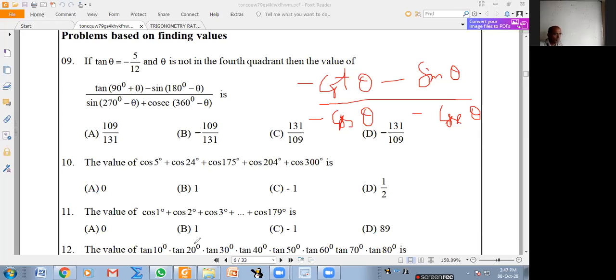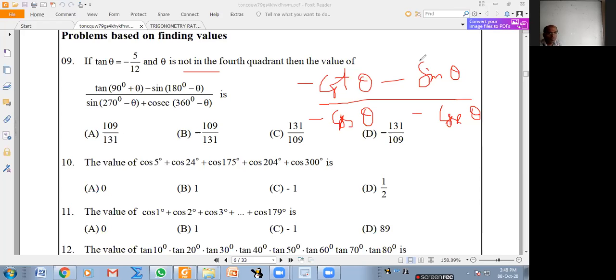Can somebody respond? Tan theta is negative in which quadrant? Second and fourth, sir. Okay, tan theta is negative in second and fourth. First and third it is positive. Second and fourth. In that set, theta is not in fourth quadrant, means theta must be in second quadrant. So you have to understand the theta is in second quadrant.